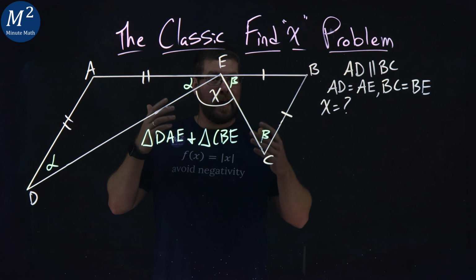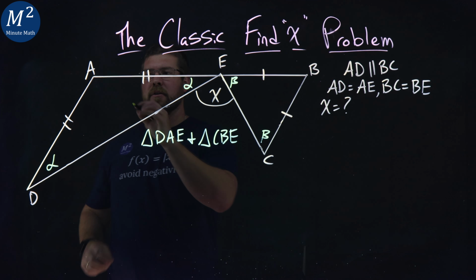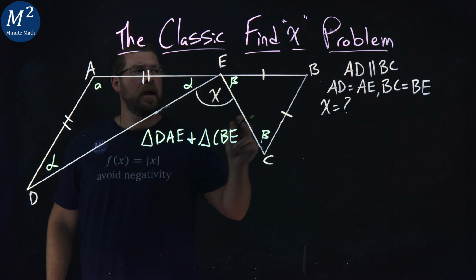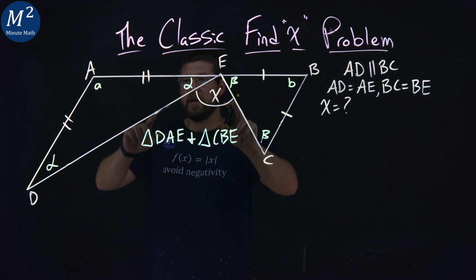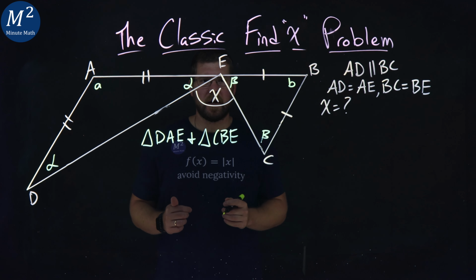While we're on the subject of angle measurements, let's call A here to be little a, and the angle inside of B to be little b. All right, so these all are referring to the angle measurement sums.